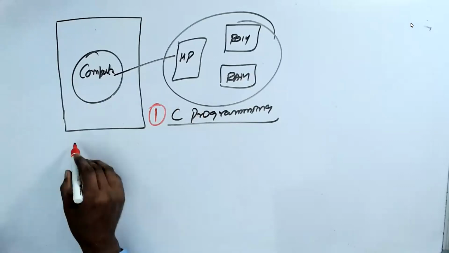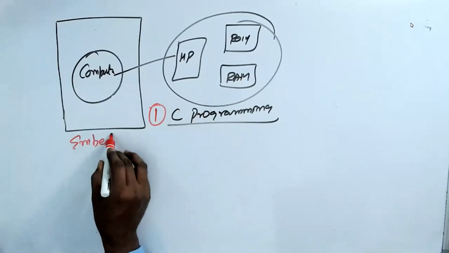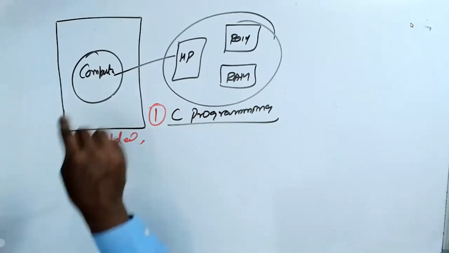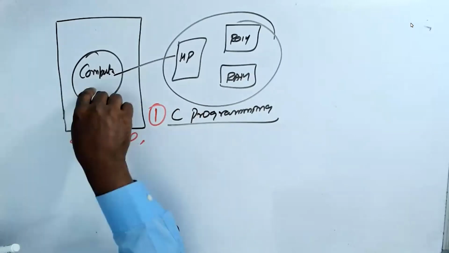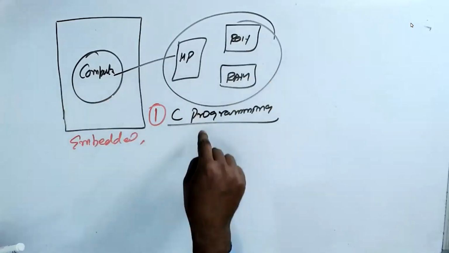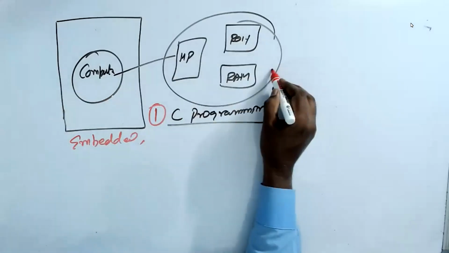This is what embedded is. Embedded has a built-in computer. If you want to use the computer, you should be a good programmer. That's why C programming is the first step.